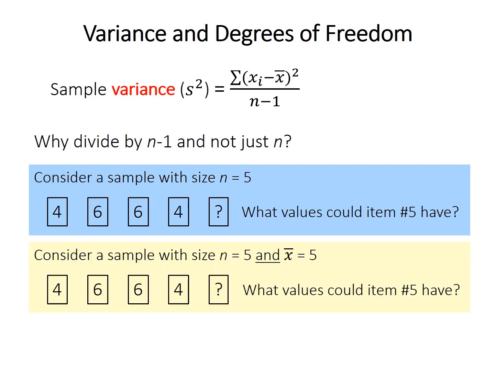But now imagine the same data set, 4, 6, 6, and 4, but now we know that the mean of the sample, x bar, is 5. So if the first 4 values are 4, 6, 6, and 4, the fifth value must be 5. If the mean is 5, the fifth value can only be 5. So in that case, if we know n minus 1 values and the mean, the final value has no freedom to vary. So we have 4 degrees of freedom in this example. We're essentially using one of them to calculate our sample mean in the equation for variance.